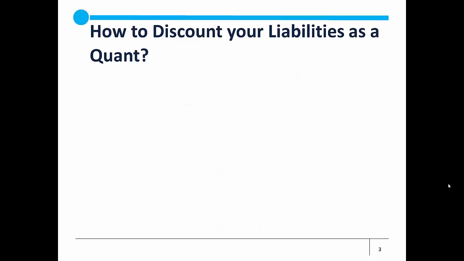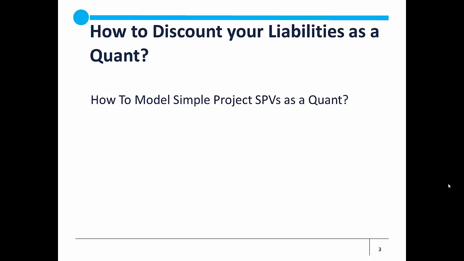So here's the overview of this presentation. I'll start by talking about how to model simple project SPVs as a quant. And the reason for that is that a project SPV is pretty much the simplest type of corporate that has assets and liabilities on its books. So we'll first go into how something like that would be modeled, and obviously as part of that we'll see how liabilities would be discounted in that particular case.